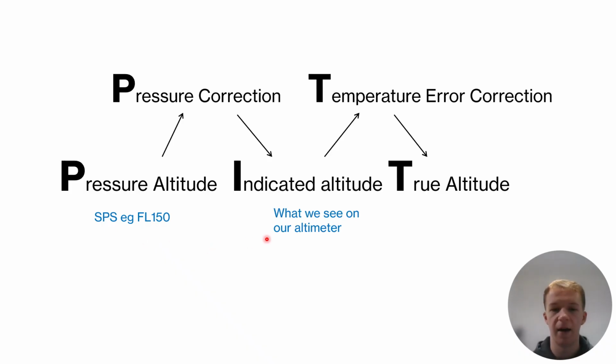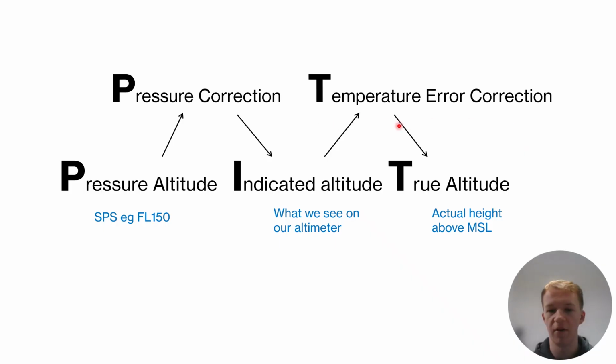Next is your I, your indicated altitude. So that's what the pilots will see on the altimeter inside the aircraft. Often this is going to be set using the local QNH. So I'll talk more about pressure correction in a second. And next also is your true altitude. So your true altitude is what the aircraft is actually above mean sea level.